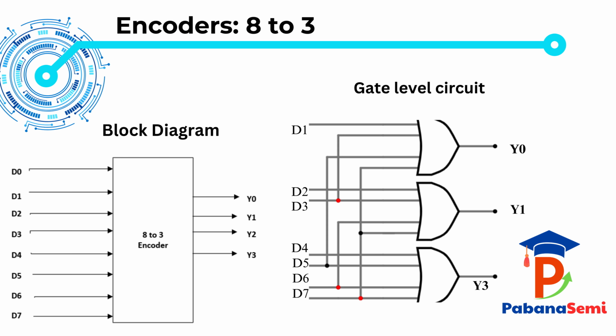Y0 is the OR of D1, D3, D5, and D7. Y1 is the OR of D2, D3, D6, and D7. Y2 is the OR of D4, D5, D6, and D7. So each OR gate collects the inputs that need that particular output bit to be 1. One important note: this is a basic encoder, so it assumes only one input is high at a time.